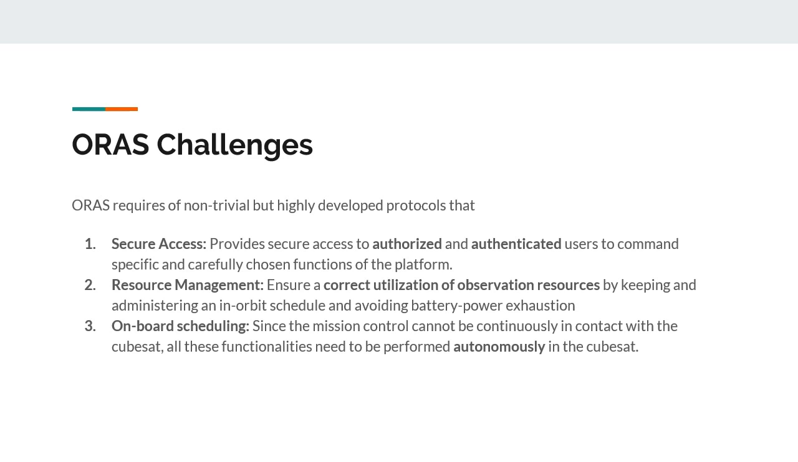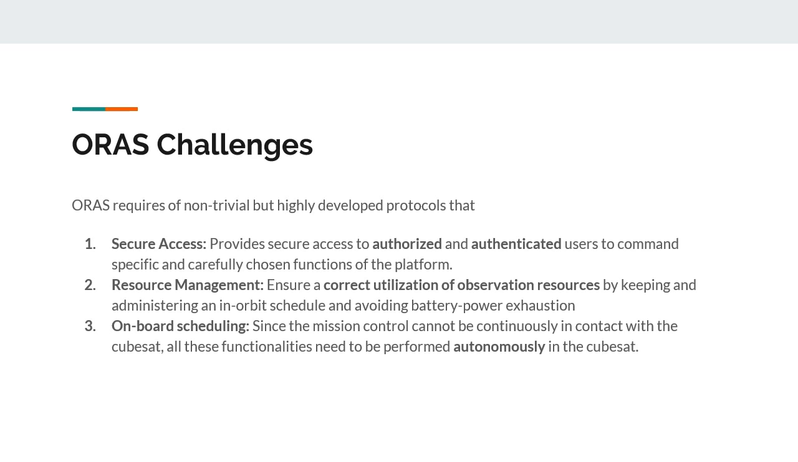An interesting point in point number 2, which actually drives us to point number 3, is that these users might not necessarily be connected. I mean, the satellite might not be connected to the main ground station while being commanded by these users. So this means that the satellite has to be quite smart in managing these resources, and this drives us to point number 3, which is onboard scheduling. Since the mission control cannot be continuously in contact with the CubeSat, all functionalities, particularly scheduling decisions, have to be performed autonomously by the CubeSat.